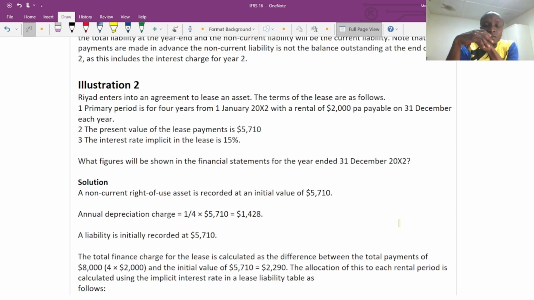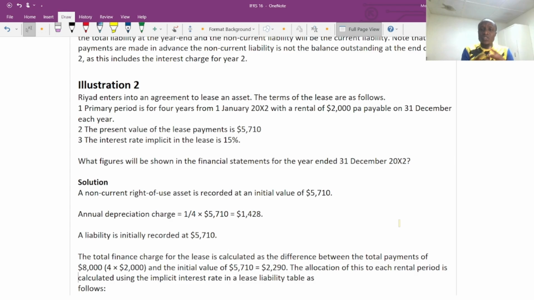Primary period is 4 years from 1st January 20x2 with a rental of $2,000 per annum payable on 31st December each year. So now the question is telling us that the lease period is 2 years starting from 1st January 20x2 with an annual rent. The cash payment is 2,000 payable at the end of each year. So it means this question is referring to payments made in arrears.